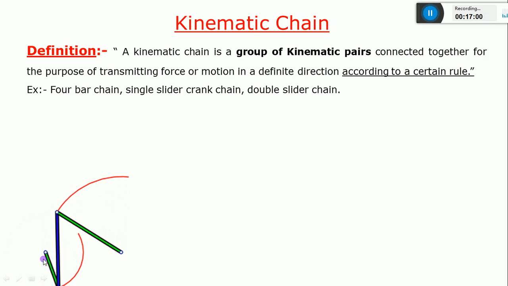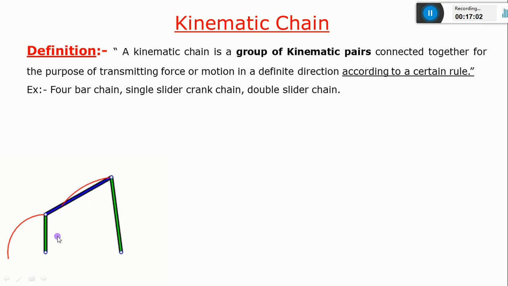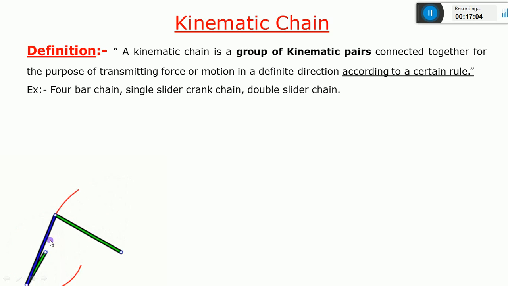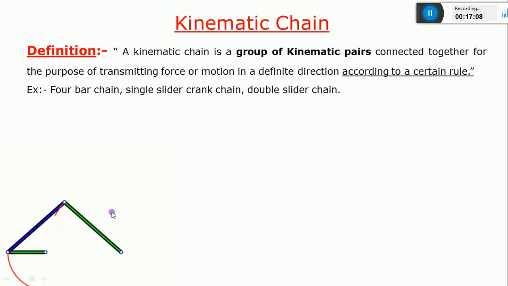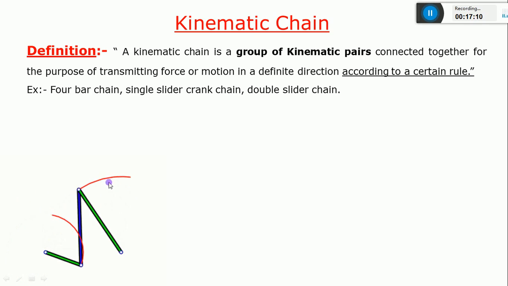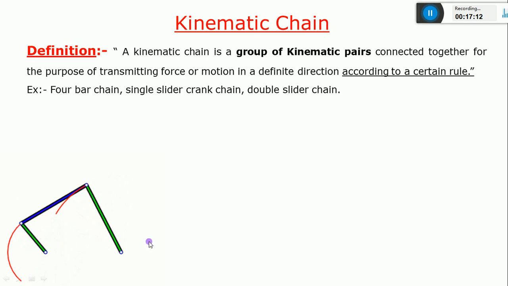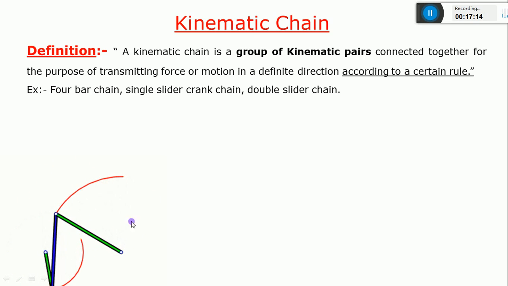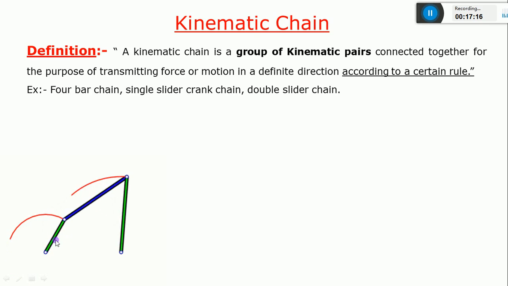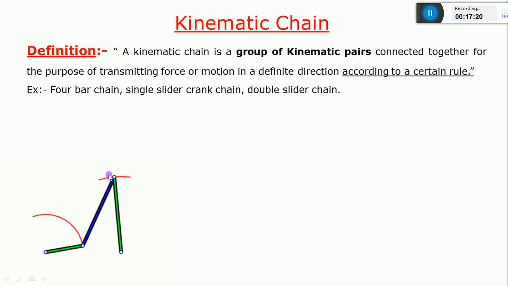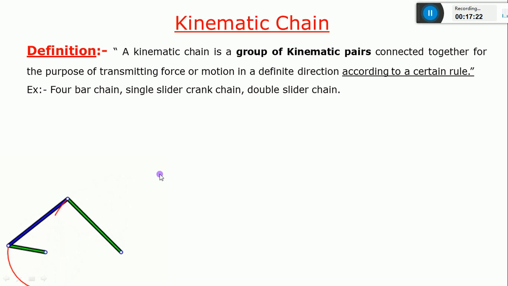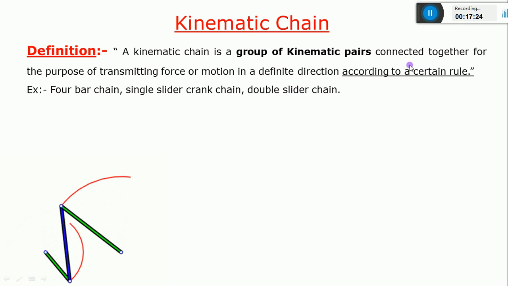I'll consider that platform or a frame as one link. And this green color link which is at the left side, I'll consider that is also one more link, and this blue color one more link, and this bigger green color link is also one more. Means there are totally 4 links. It is a combination of kinematic pairs, better I can say it is a group of kinematic pairs.